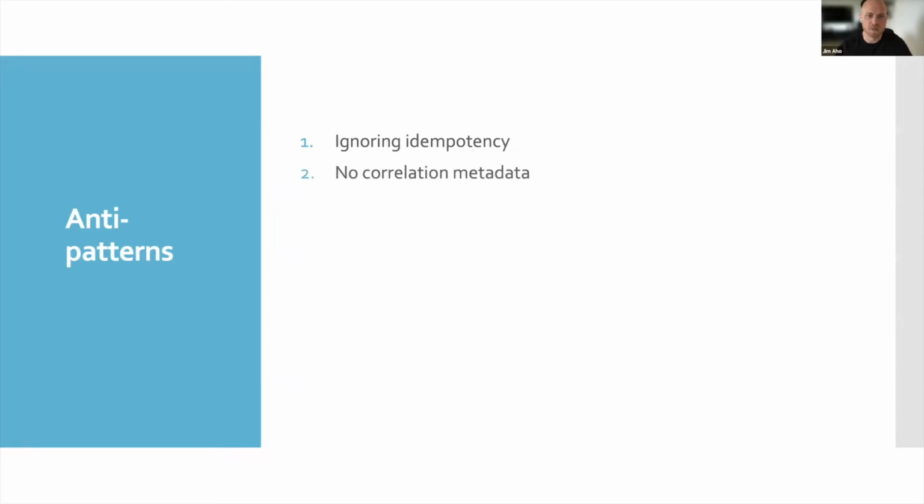Then we will see about correlation. One of the problems, of course, with distributed systems is that it is sometimes hard to know if something happens in application A, what is the outcome or the effect in application B. So we need some way to correlate information. So we'll see about that.